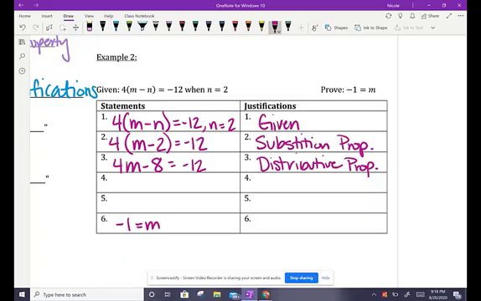And from here, I need to continue to get m by itself. I'm going to move that negative 8. How do I move that negative 8? I'm going to add 8 to both sides. So 4m equals negative 12 plus 8 gives me negative 4. So that was addition.